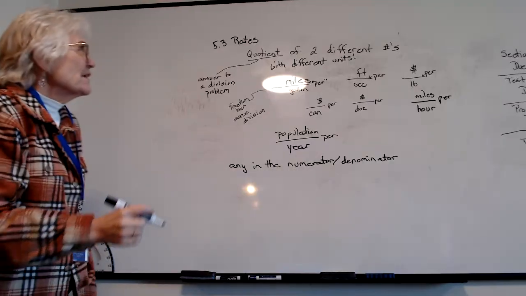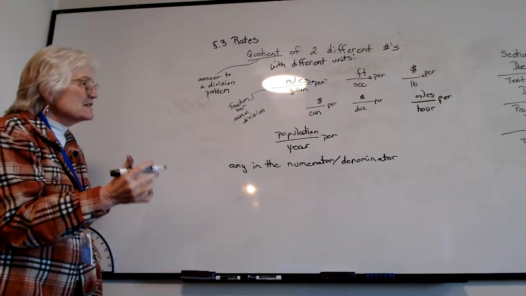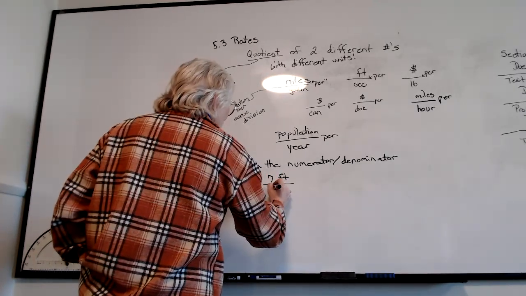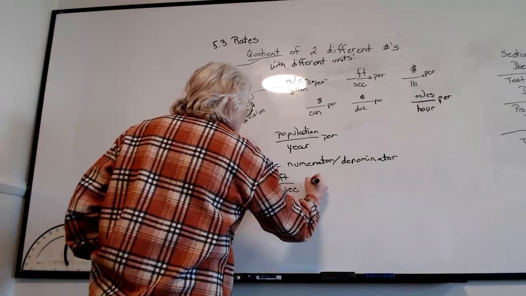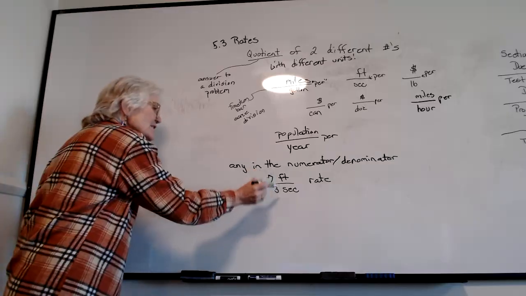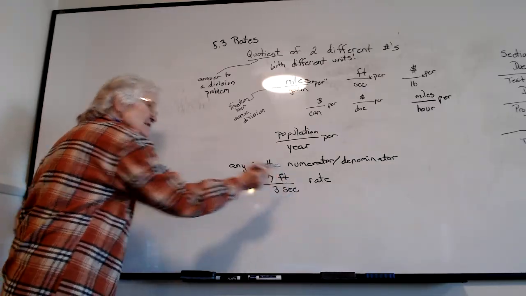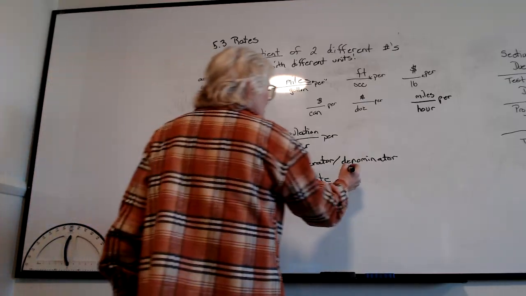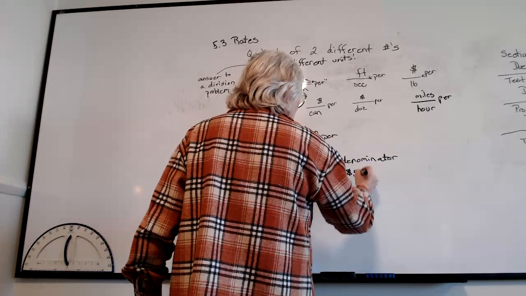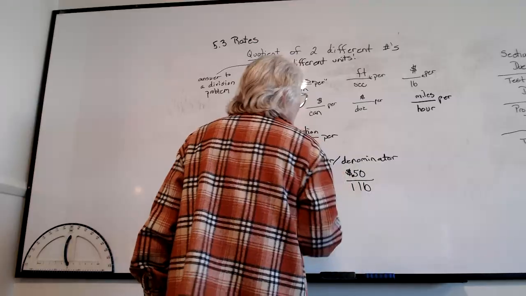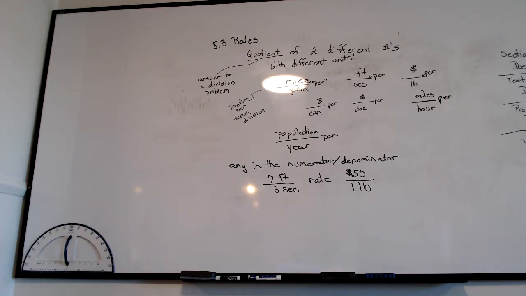So, the way I've written these right now, but let's say something went 7 feet in 3 seconds. That is a rate. It's feet per second, 7 and 3. 7 feet per 3 seconds. Okay, so that's a rate. So is 50 cents per pound. That's a 1 in the bottom. It's 50 cents per pound.